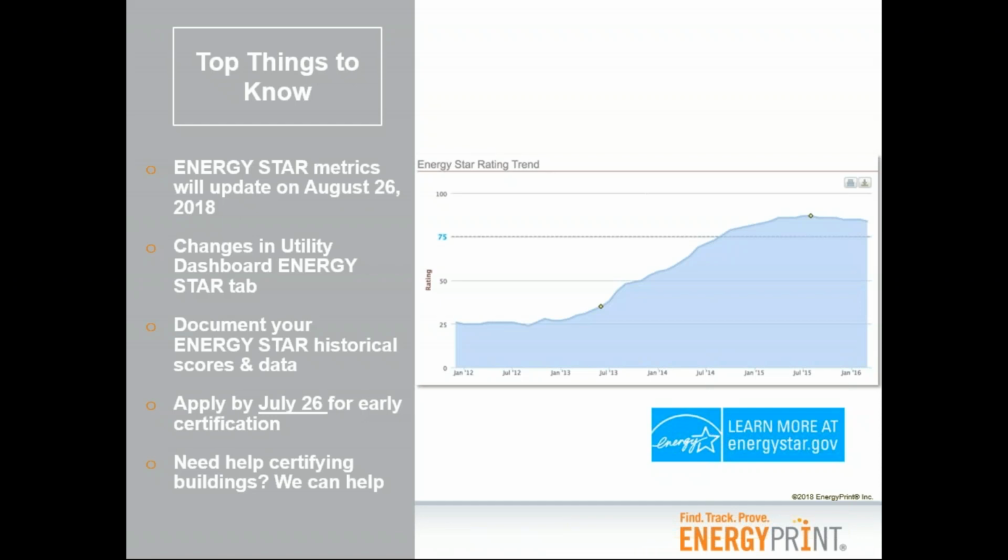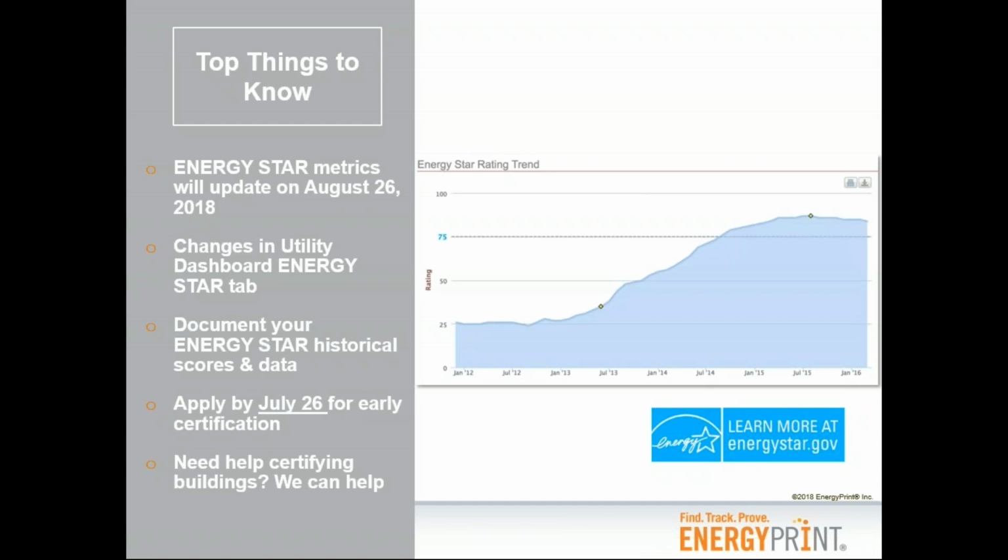Because all of your historical scores are going to change, we would like to ask you to spend some time over the next month to log into the utility dashboard and download your Energy Star score histories from the Energy Star tab. It's fairly simple. You just go to your Energy Star tab on each property, go to that Energy Star history trend line at the bottom, and print or save that export. That way you'll have a record of what your Energy Star score looked like before the changeover.